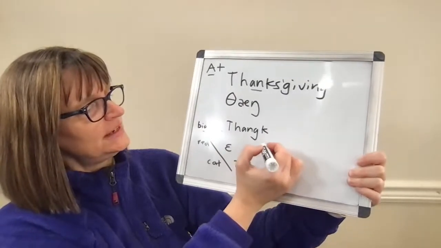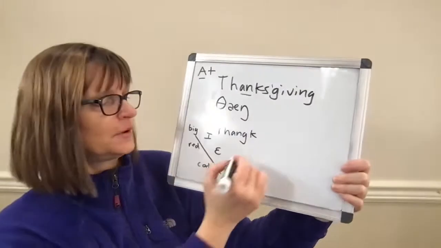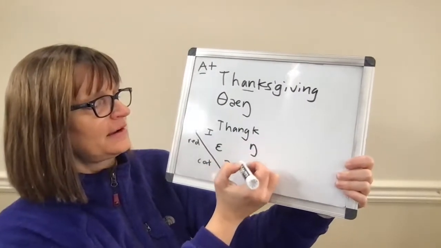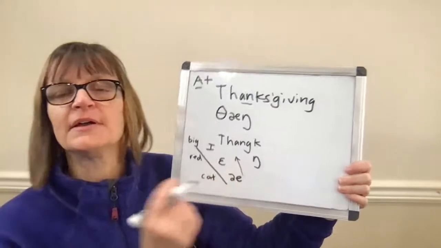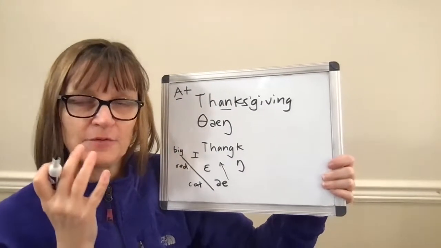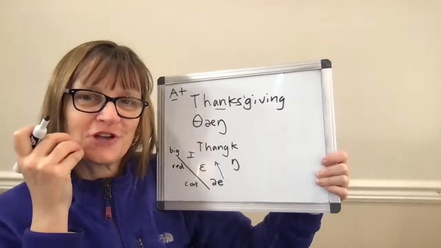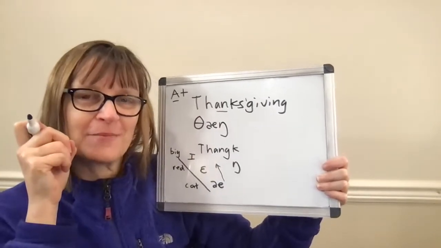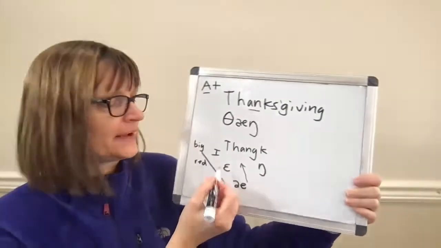The NG, if this is the front of the mouth, is formed more in the middle back of the mouth. And so it kind of pulls the sound up. So rather than "thanks," I can't really say that because I have to be ready to close off and seal off in the back of my mouth for that NG sound. So I end up kind of with "Thanksgiving."